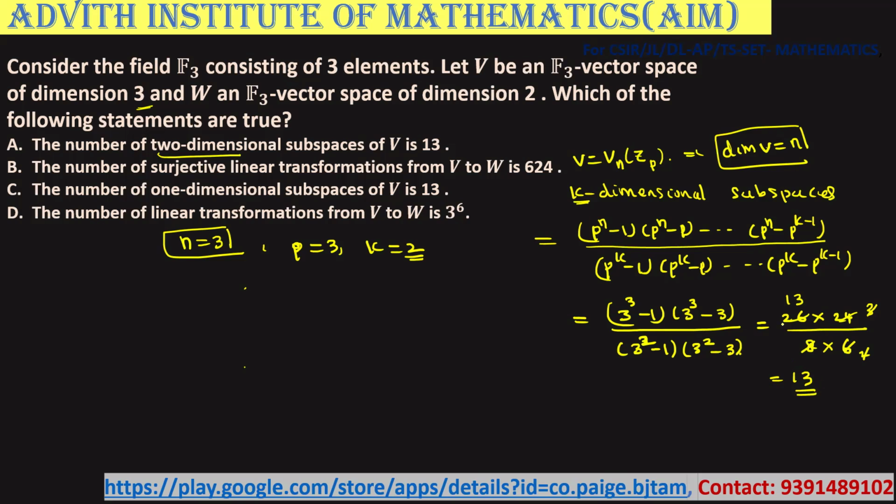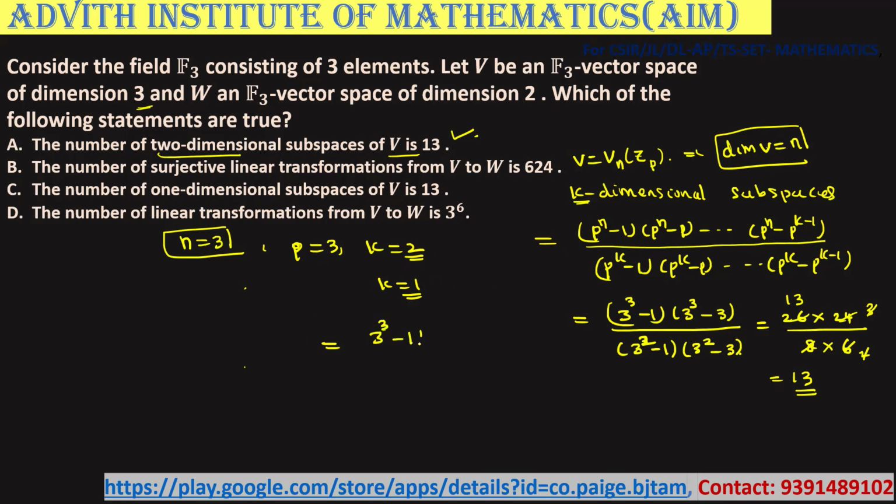So therefore the number of 2-dimensional subspaces of V is equal to 13. This is true. It also asked about 1-dimensional subspaces, so here k is equal to 1, sir, and that also comes. So therefore, for the number of 1-dimensional subspaces, substitute n is equal to 3, p is equal to 3 and k is equal to 1 in this formula.